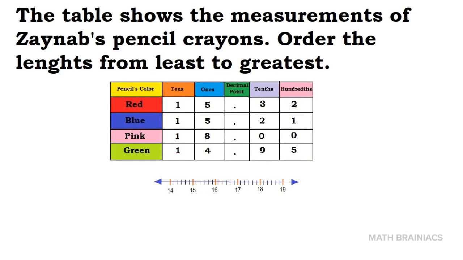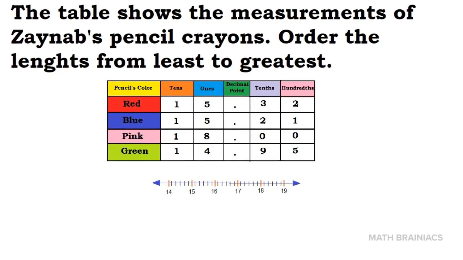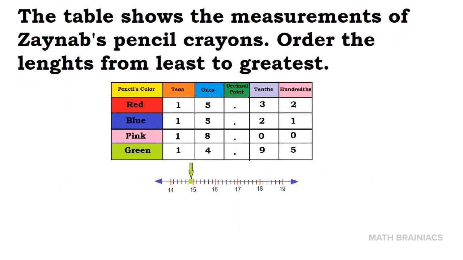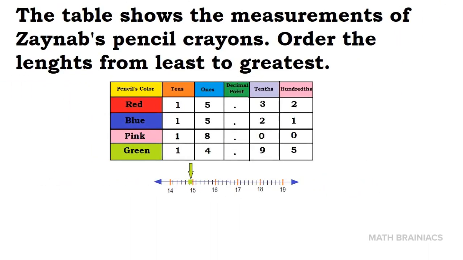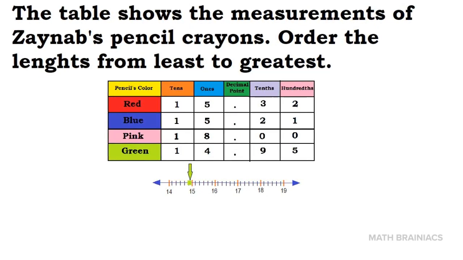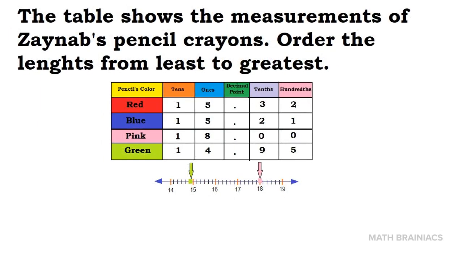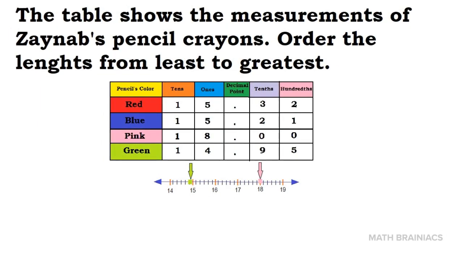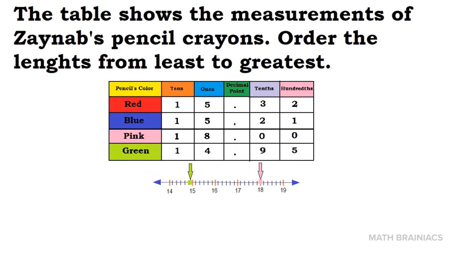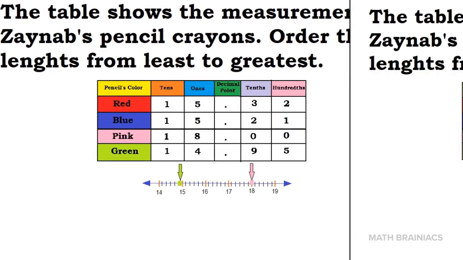Another way to easily identify the numbers from least to greatest, we can use the number line. Let us plot the green crayon on the number line. It is 14.95. So we're going to locate it on the number line, 14.95. Let us locate the pink crayon on the number line, that is 18. So we're going to plot a point on number 18 on the number line.